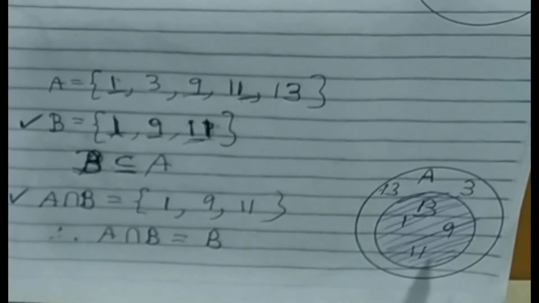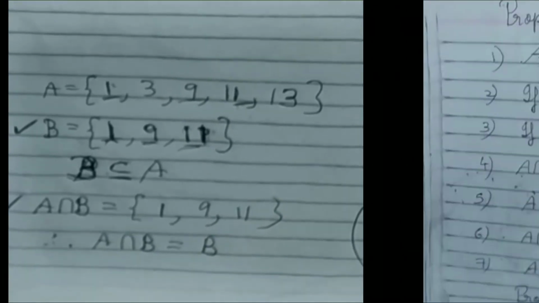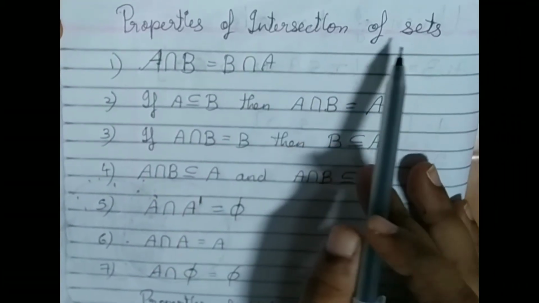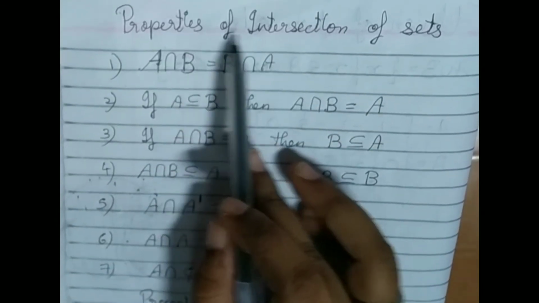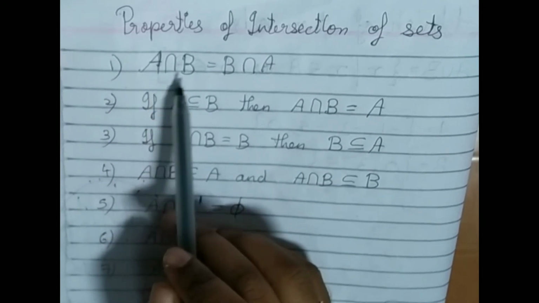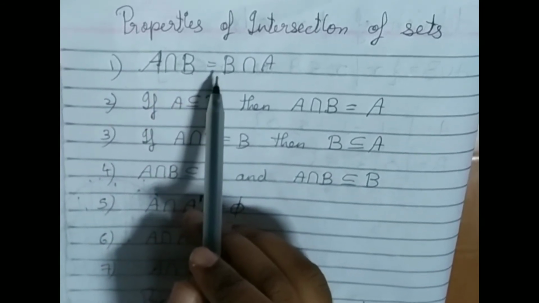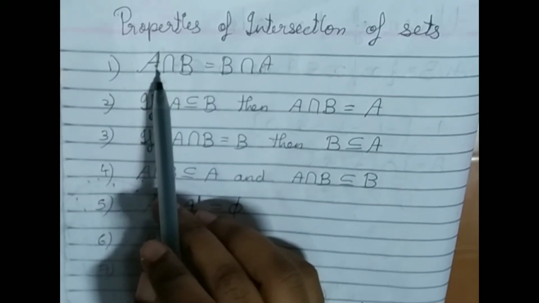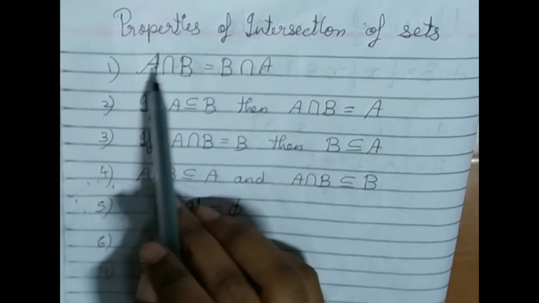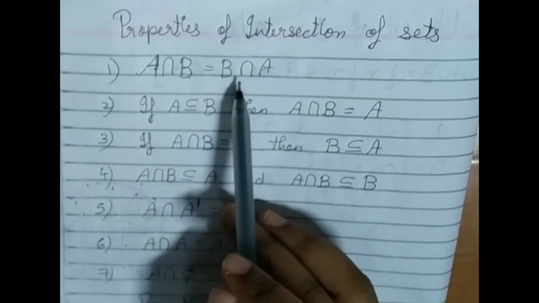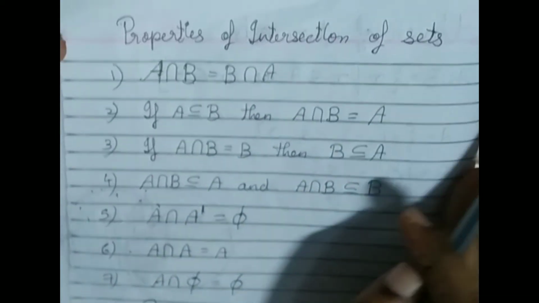This is one of the properties of intersection of sets. We will see the properties of intersection of sets. First property, A intersection B equal to B intersection A. It means if we take A intersection B, first A then B, it will be the same as B intersection A.